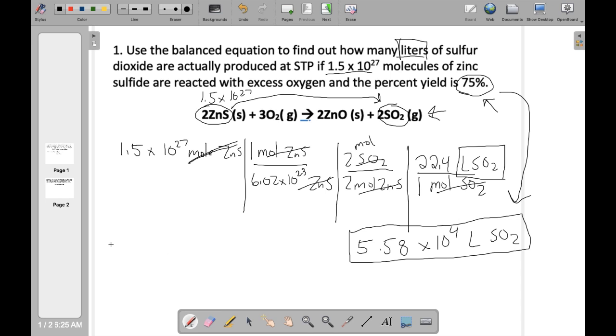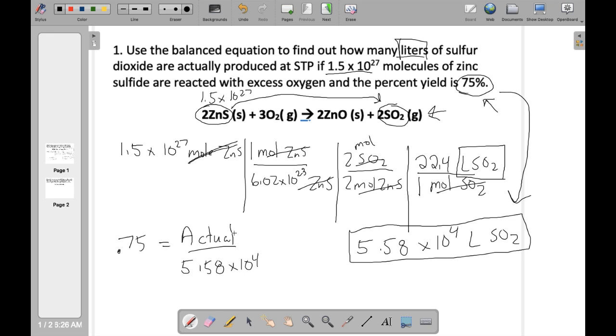And if I think about it, my percent yield equals my actual yield over my theoretical yield. So I could go back and substitute in these numbers and then do a little bit of math. My theoretical yield, what I should have gotten, is 5.58 times 10 to the fourth. My percent yield, my percentage of what I actually got, is 75%. Now here's where people make a mistake. They put 75 right here. But we have to convert percent back into a decimal form. So this should be 0.75. To do that, I would take 75 divided by 100, and this is 0.75.